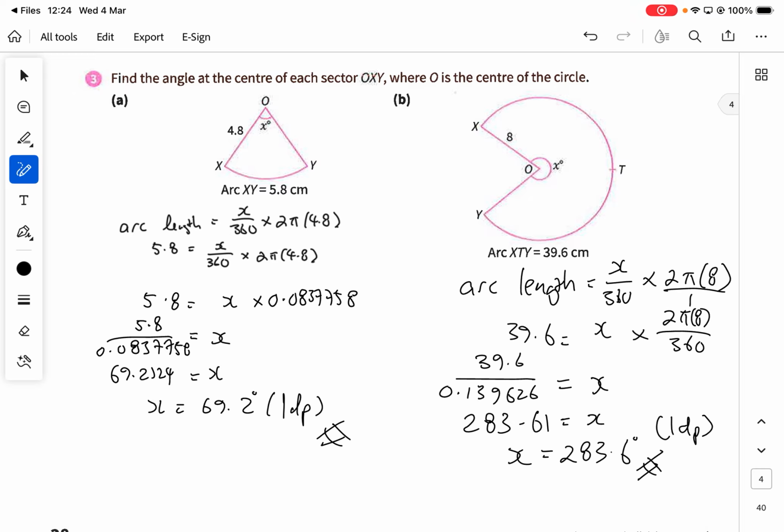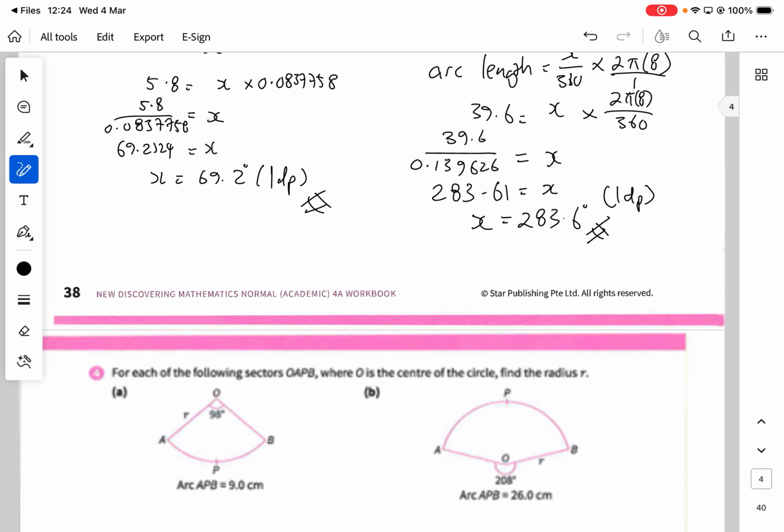The formula is, or don't even need to remember, the arc length is the angle out of 360 degrees multiply the circumference. Circumference is 2 pi r. Okay, then this time round, the arc length is also given. So it's 9 equals to. Okay. So this time round, what I want to find is R. So you reverse engineer.